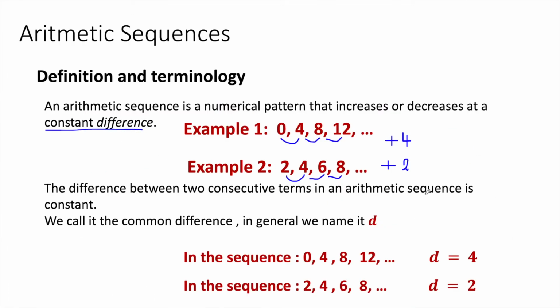Usually the common difference, for example, in the first example is 4. Okay, which is the difference between 2 consecutive terms. Like 12 minus 8 equals 4. The notation for this in general is d. So in the first sequence, d is 4. In the second sequence, d is 2.